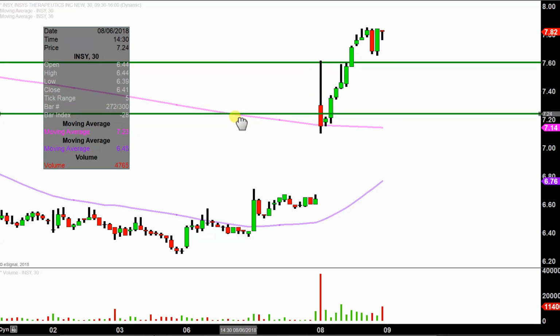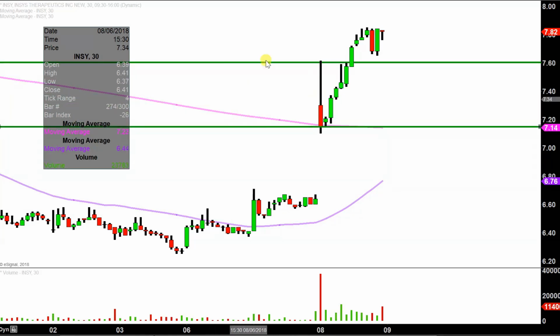Next level of support after that would be the bottom portion of this consolidation area down here, and that's right around $7.15. So $7.60, $7.15 are going to be two of the near-term levels of support.